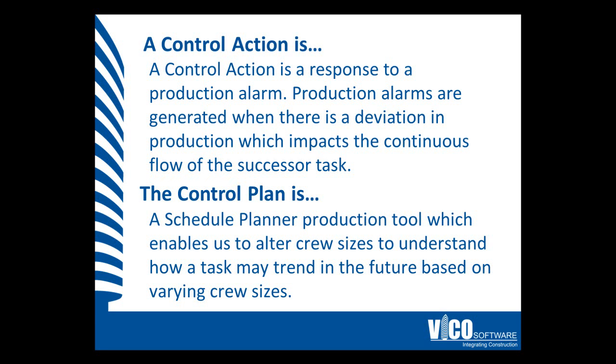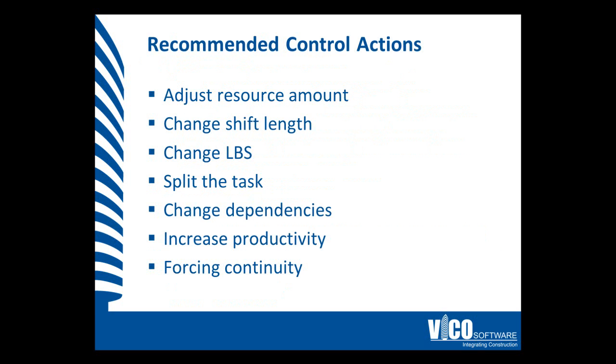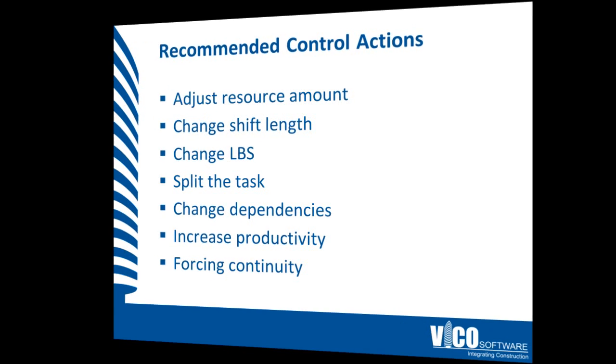In Schedule Planner, this is a production tool which enables us to alter crew sizes and future dates and work durations to understand how a task may trend in the future based on the addition of crew sizes or additional time. Some of the recommended control actions include adjusting the resource amount, changing shift lengths, reviewing and updating the location breakdown structure, splitting tasks, updating or changing dependencies, increasing productivity, or looking at ways of forcing continuity between different project locations.